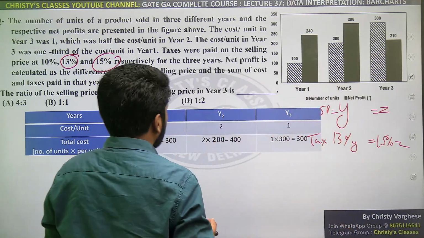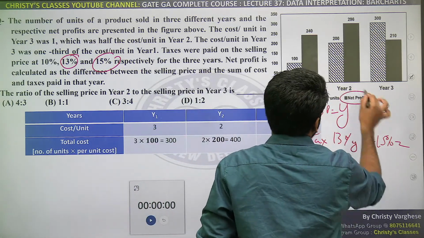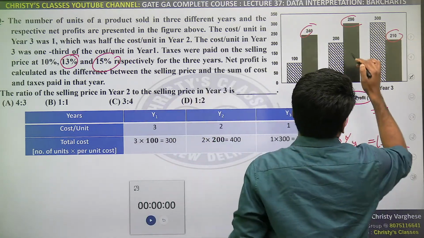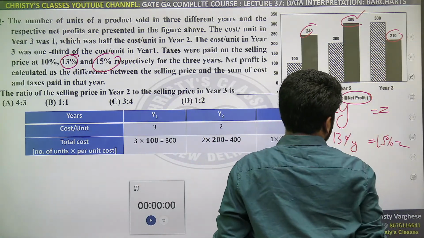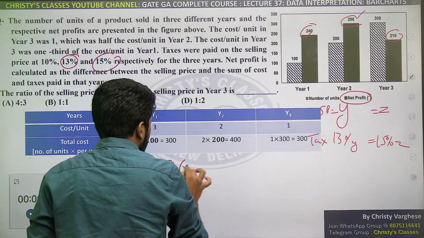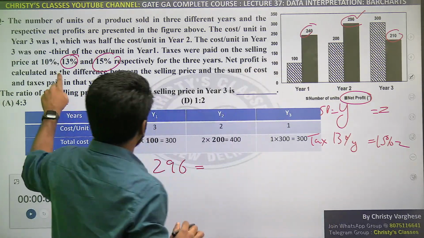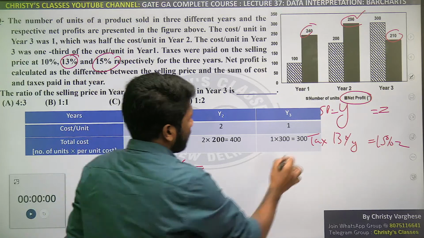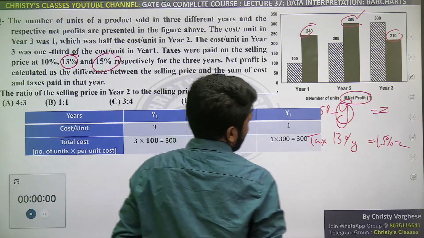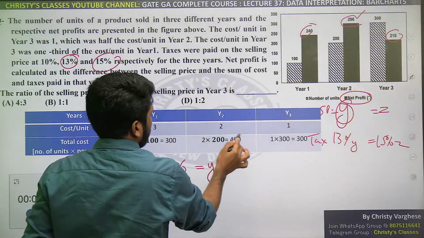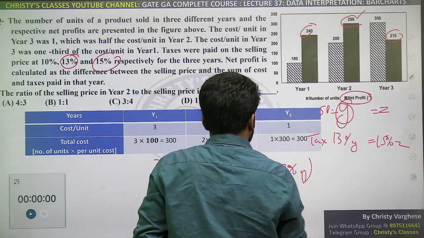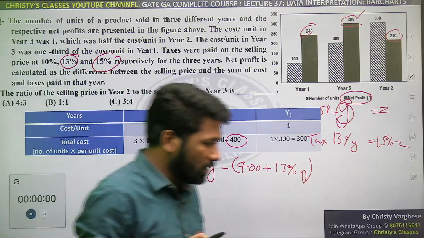Yes. So now what is net profit? Net profit is given in this: 240, 296, 210. Finally the question is asking only year 2 to year 3. Consider only this 296. ये 296 क्या है? 296 is actually the difference between, question is saying net profit is calculated as difference between selling price Y and sum of cost price and taxes paid. Cost price is already we calculated here 400 plus 13% of Y. So this is the first equation, or this is the equation we need.